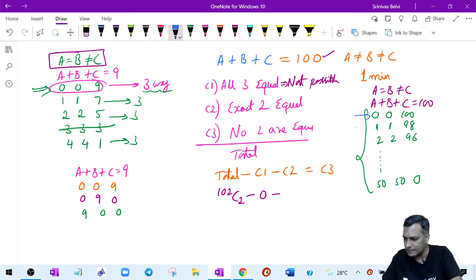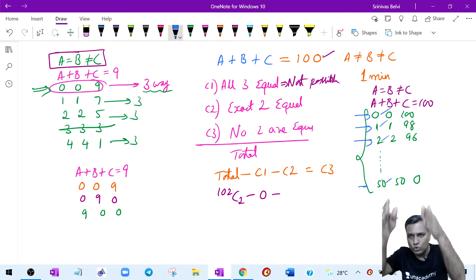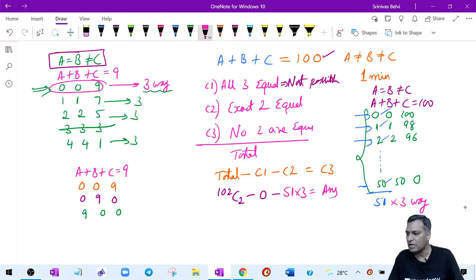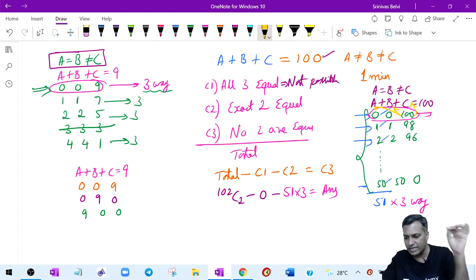This is one case, this is the second case, this is the third case, up to 50. From 0 to 50 you have written 51 cases. Each case can be distributed in three ways. Therefore this is 51 into 3. Because for 0, 0, 100, why should the 100 go to C? It can be given to B also, or to A also. Each case can be distributed in three ways, and hence the answer is 102 C2 minus 51 into 3.